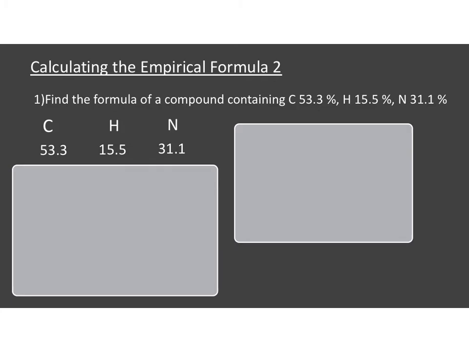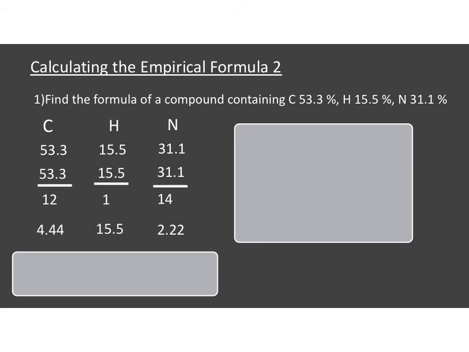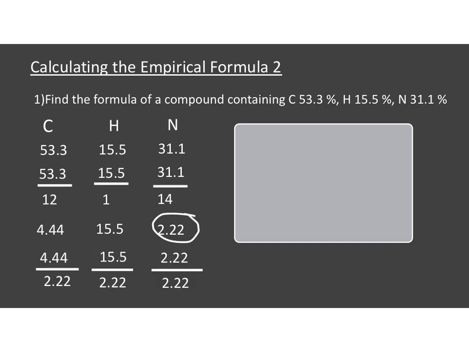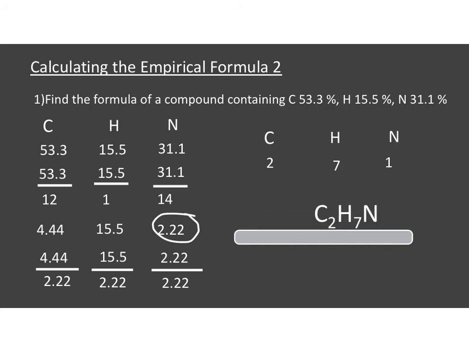Put the mass in that we have for each, and we divide each by the respective molar mass, and that gives us that ratio there between carbon, hydrogen and nitrogen. Again, we couldn't put that in the formula. We'd need to divide by the smallest number. The smallest number is going to be 2.22 in this case. So we will do that, and when we do that, we will end up with the ratio of 2 to 7 to 1. So our formula is C2H7N.